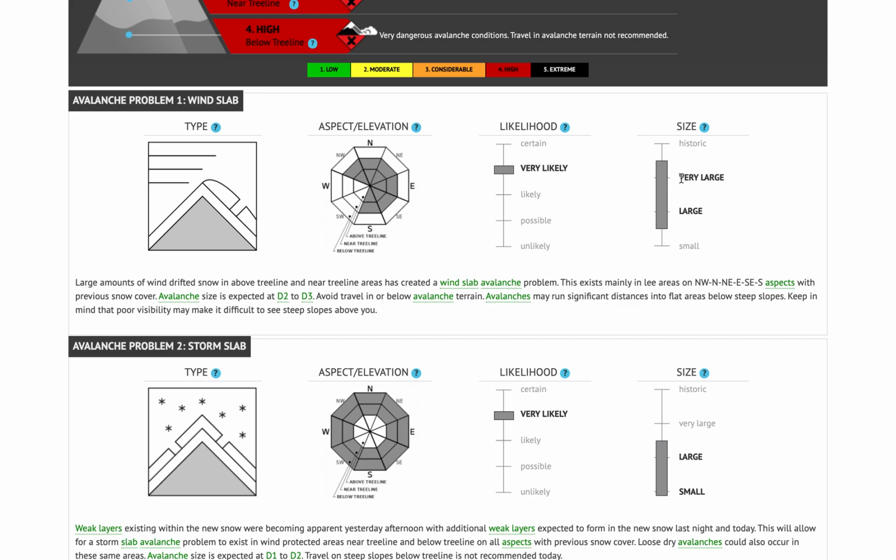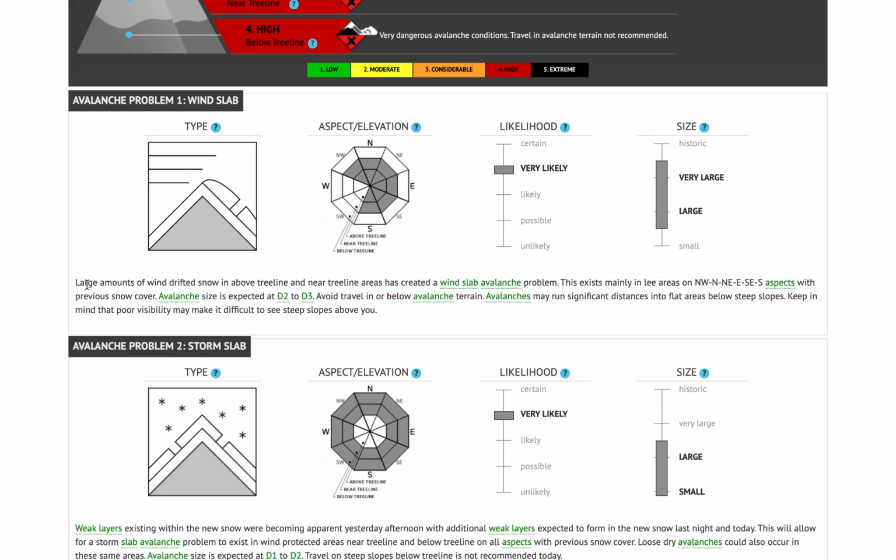Very large is like some of the biggest that year. Large is obviously like a large avalanche. And small can be misinterpreted as the avalanche being small, but that doesn't always mean it's necessarily small. It could be pretty big, just not very destructive. That's going to give you a paragraph of synopsis about the avalanche problem.